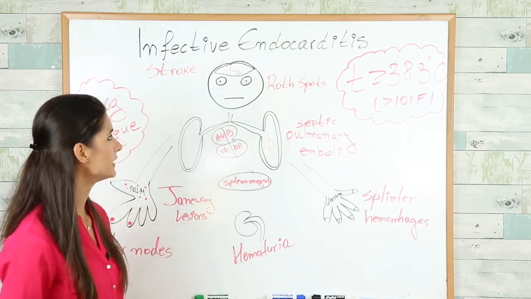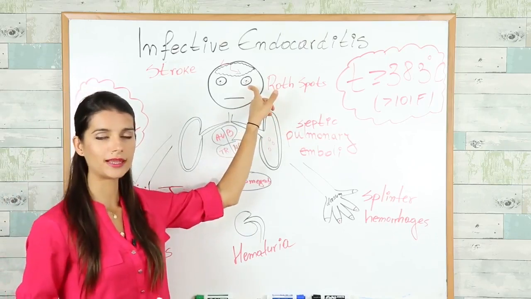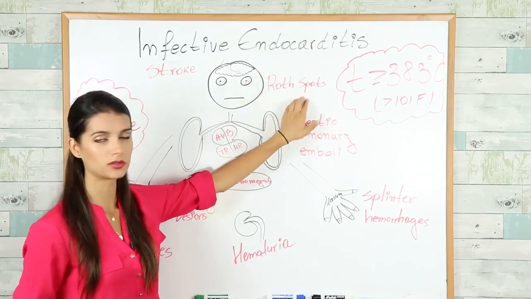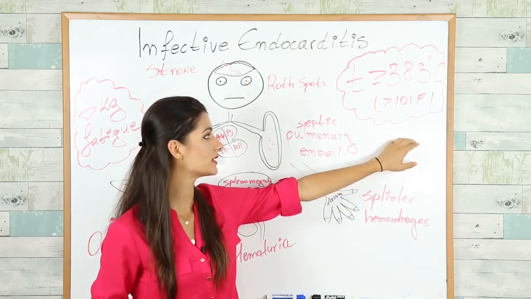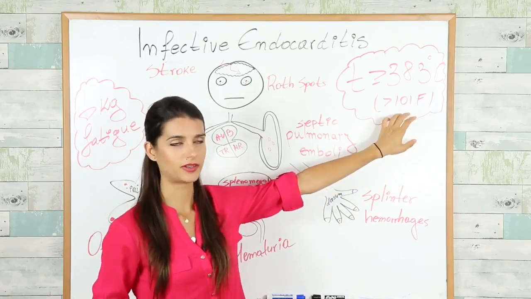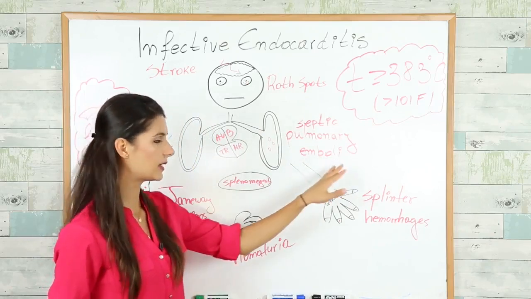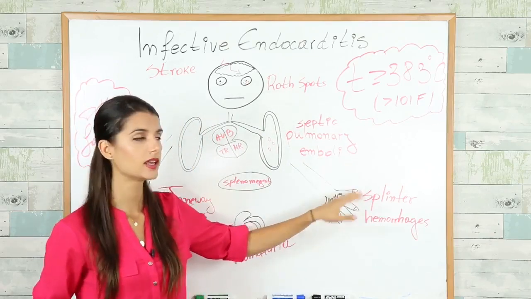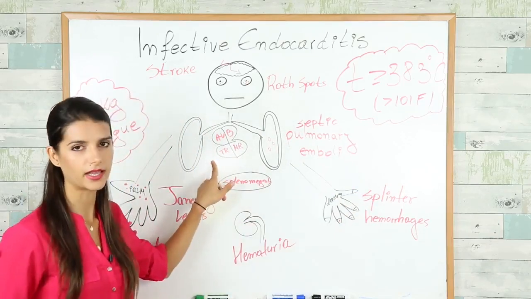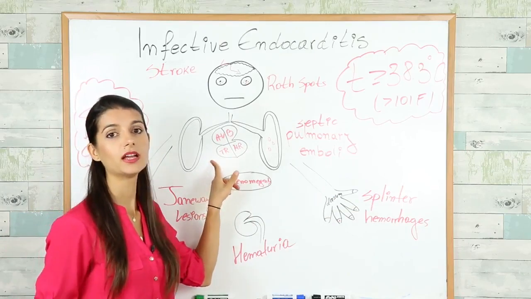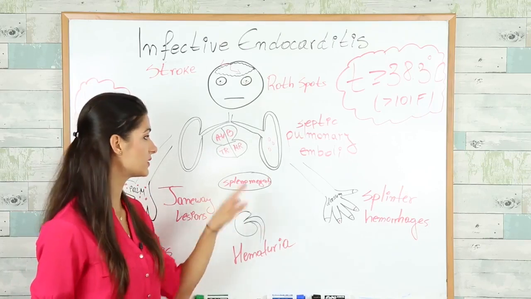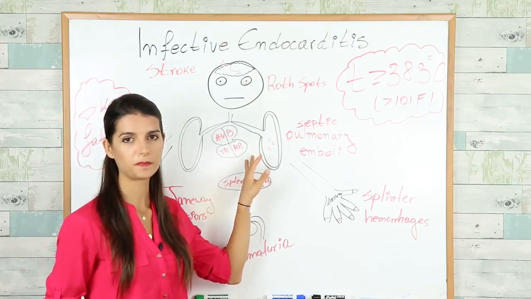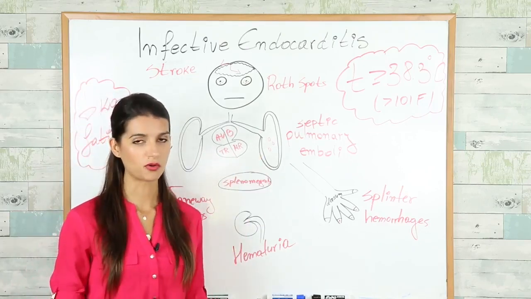Now moving on to the eyes here, these red dots are actually retinal hemorrhages called Roth spots. The patient can also present with fever which is more than 38.3 Celsius and more than 101 Fahrenheit. Also he can have septic pulmonary emboli here in the lungs, and on EKG we can actually see AV blocks, which is suggestive of perivalvular abscess. And also we can hear two murmurs, tricuspid regurgitation and mitral regurgitation. Both of them are holosystolic murmurs.